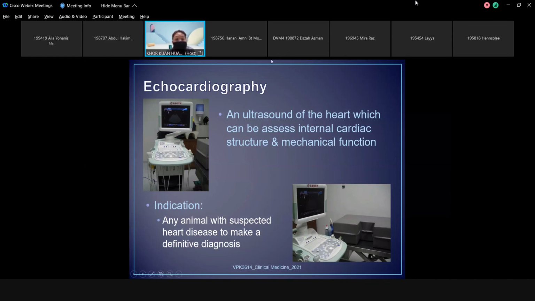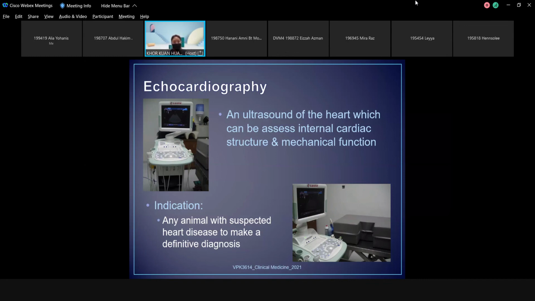Okay, so echocardiography is an ultrasound of the heart where you can assess the internal cardiac structures. Just now we named them already, right? The valves, the walls, this is the right side of the heart, this is the left side of the heart. So that anatomy is actually very important for echocardiography. This ultrasound will also assess the heart function, the mechanical function. Are they contracting well? What is the output? What is the pressure looking like?